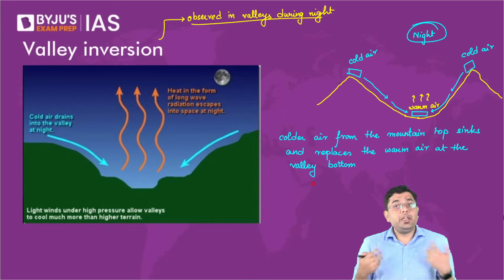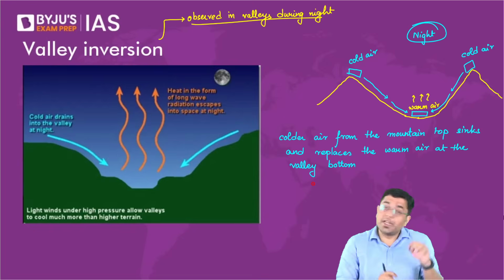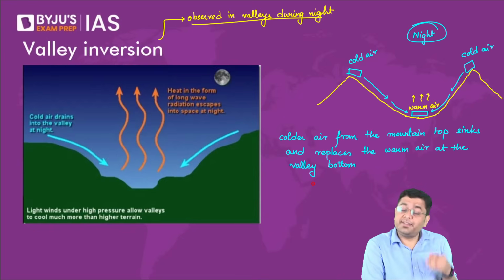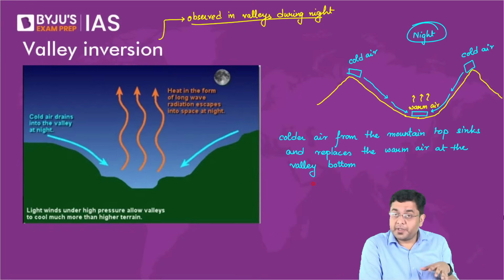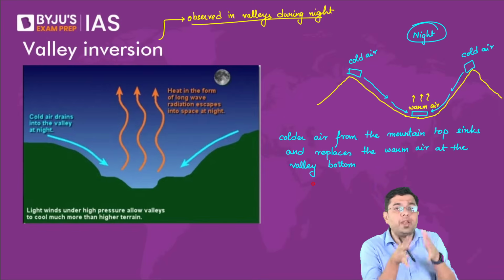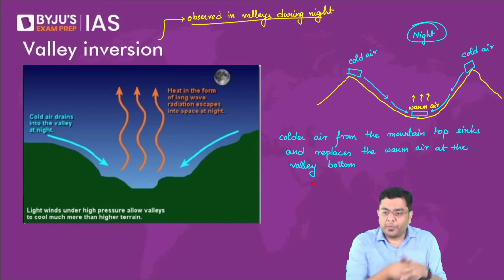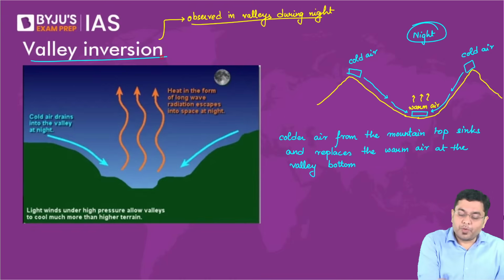So that is an inversion. But this inversion has not been caused because of a front. This inversion has not been caused because of subsidence. This inversion has not been caused because of sudden cooling of the surface. This is an inversion which has been created purely because of a setup of a mountain and a valley. That is why this is what is referred to as a valley inversion.